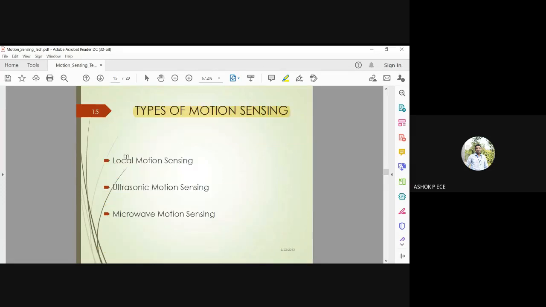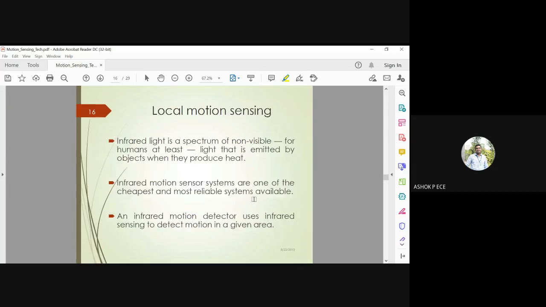Types of motion sensing: we have local motion sensing, ultrasonic, or microwave. Local means we will be using IR, ultrasonic for some distance, microwave for large distance. For local motion sensing, we are going to use infrared, because infrared cannot travel for longer distances. Infrared light is non-visible to humans, and it is emitted by objects when they produce heat. Infrared motion systems are the cheapest and most reliable for immediate surroundings, for local sensing of motion.